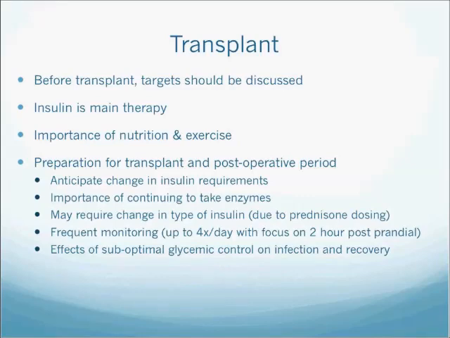During the preparation phase for transplant and post-operatively, it's important to anticipate changes in insulin requirements due to corticosteroids and anti-rejection medications. This can often change quite dramatically. It's also important to educate about continuing to take enzymes because, of course, the patient still has CF, and for absorption, there's no need to stop taking enzymes, and this is really important for insulin absorption. The type of insulin, however, may change. If a patient who has CF-related diabetes is on a regular insulin regime, this might need to change following transplant due to high prednisone dosing or other complications.